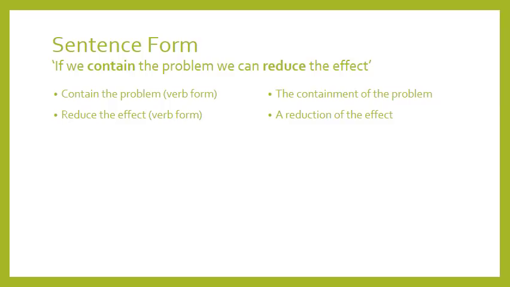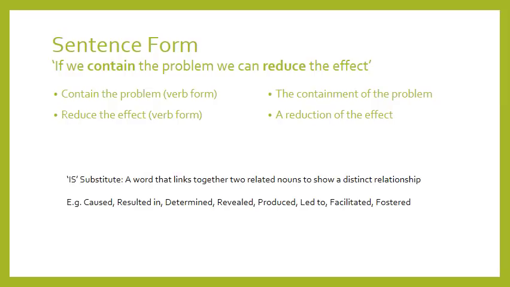That's where I call on what's called an is substitute. This is a word that links together two related nouns to show a distinct relationship. You need to use verbs in sentences. Nominalization doesn't mean getting rid of all verbs. What it means is creating clearer relationships between things, and that's what the is substitute does. We're looking to show what if we do this thing, what is going to be the result, or how is that result of the second noun going to come across?